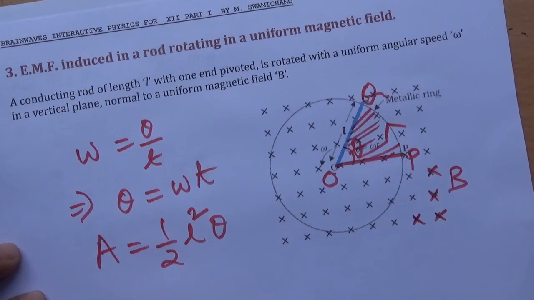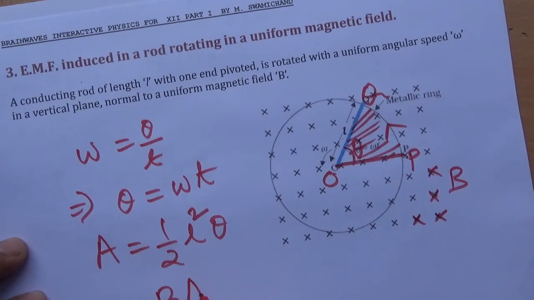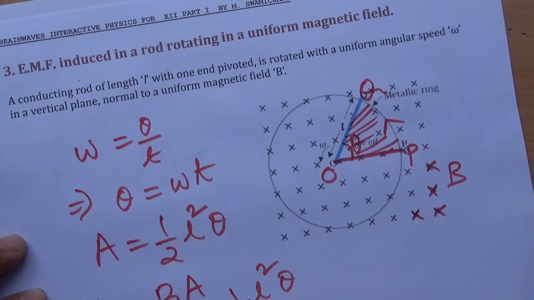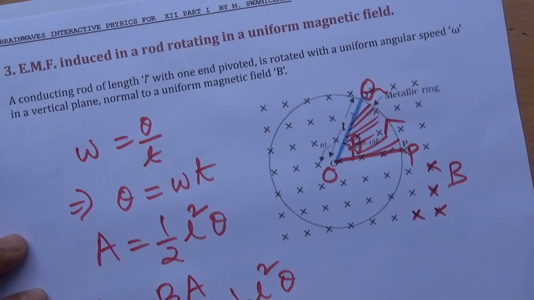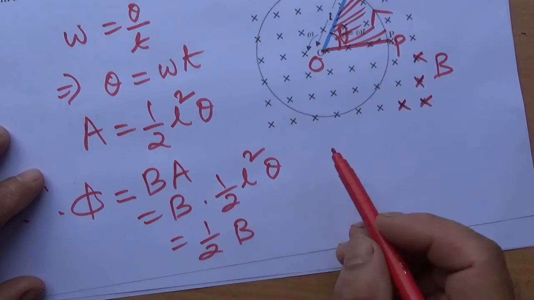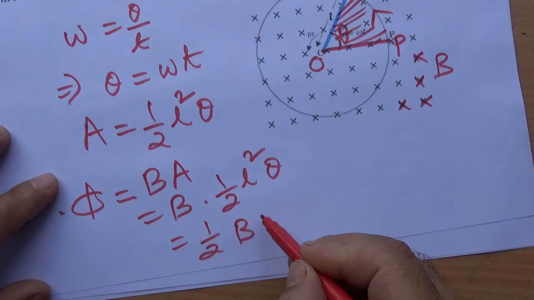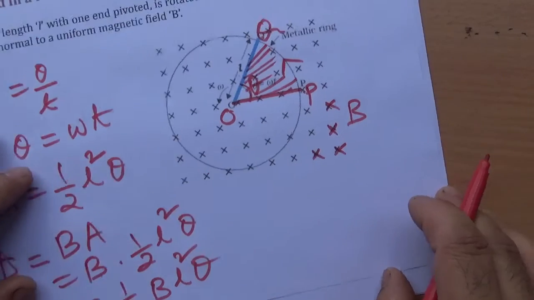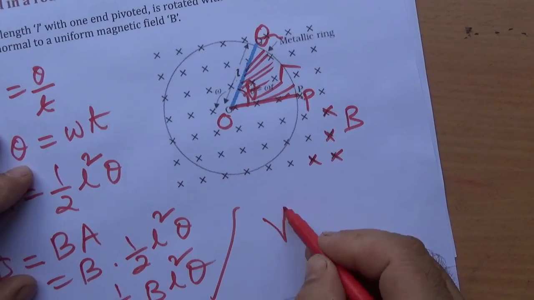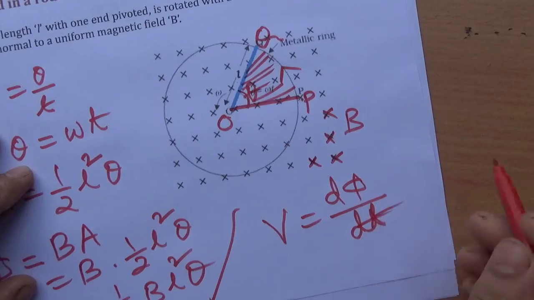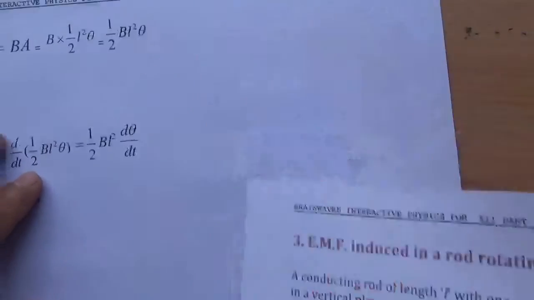The flux passing through this loop is B into A. B into half L square theta, so half B L square theta, where the area of the sector is half L square theta. Then to find the EMF induced, we will use Faraday's law, the rate of change of flux, d phi by dt.